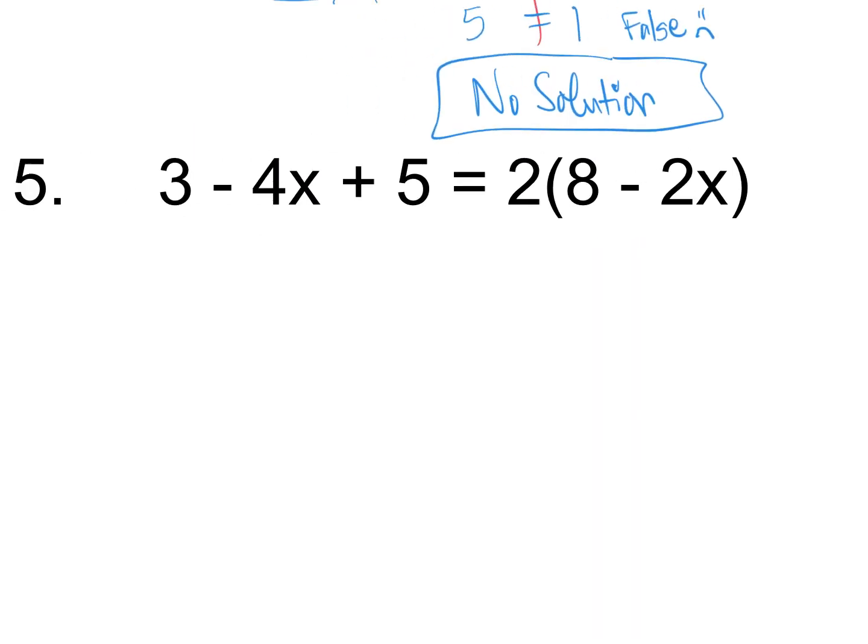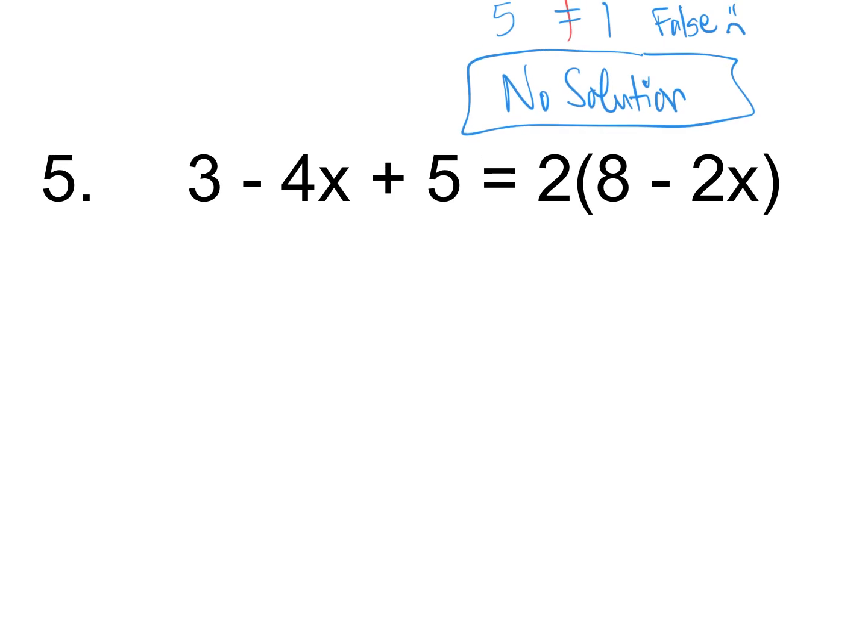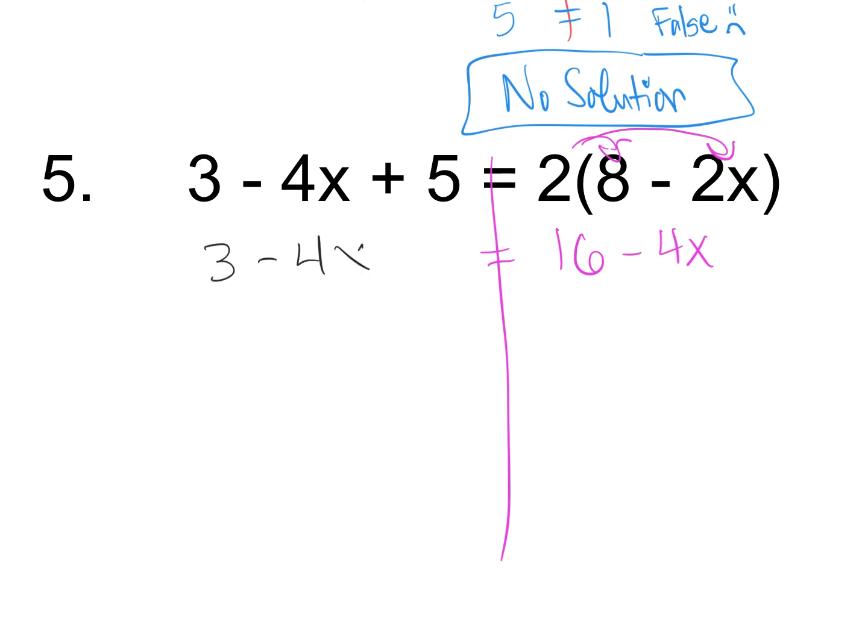All right, so let's go ahead and look at number 5. What's the first thing we need to do? Let's multiply in our 8. Yes, you draw a line down the middle. Okay, so 2 times 8 is 16. 2 times 2 is 4, so that's a minus 4x. And then we still have the 3 minus 4x and positive 5. Well, what else can we do? Let's combine like terms. Let's add the positive 3 and the positive 5, which is 8. And then we're still going to leave that negative 4x.